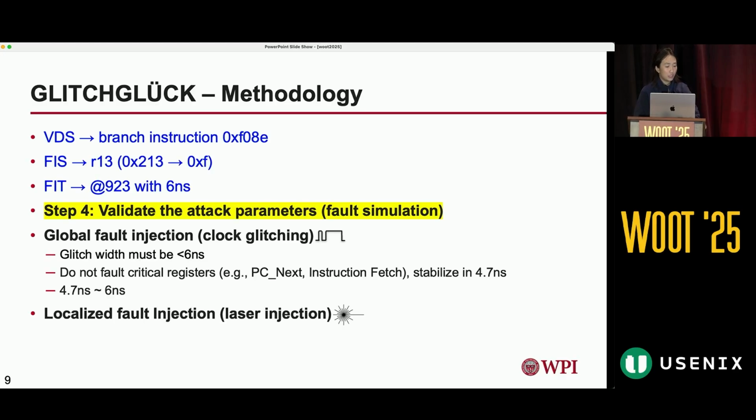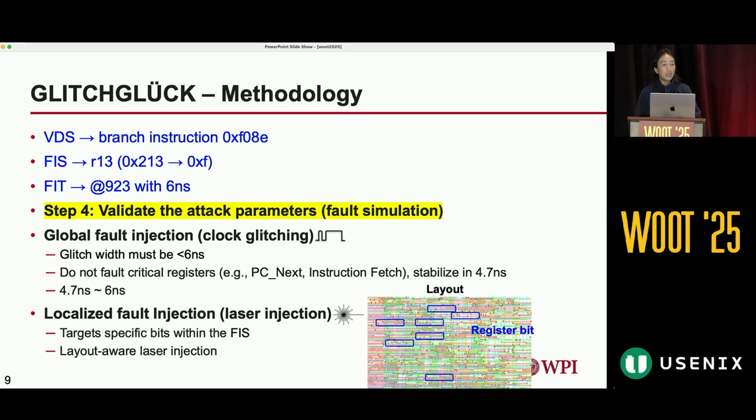For more localized fault injections, such as laser, we need to target the specific bits that we want to flip in the FIT inside of R13. By mimicking a physical laser injection attack, we do layout-aware laser injection. I have a figure here that shows the layout of the die with the registers, and the register bits highlighted in the box. We only choose a user-available laser radius size. Any register within the radius size will have a bit flip in the simulation, to mimic the post-silicon validation as much as possible.